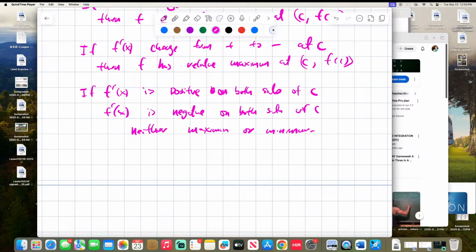In certain situations like this, some people would say that's an inflection point. But it doesn't have to be an inflection point. It could be concave up, and then concave up again. Okay, so that's our first derivative test. Are we okay here?